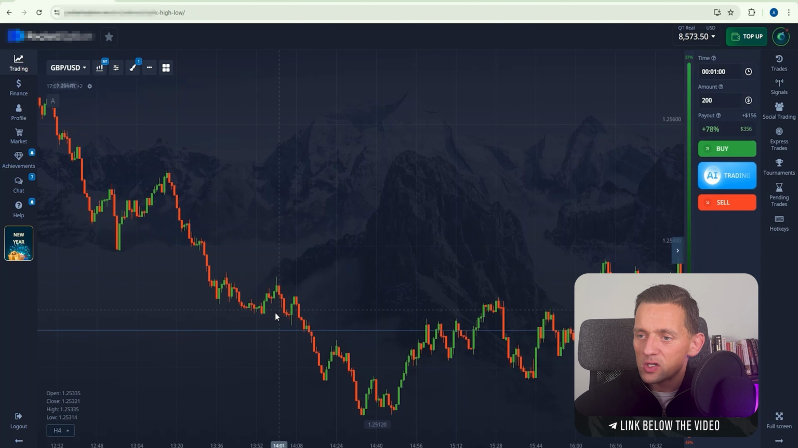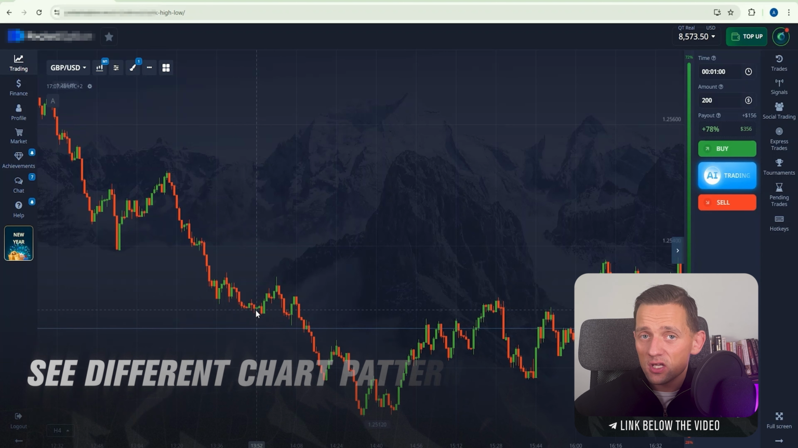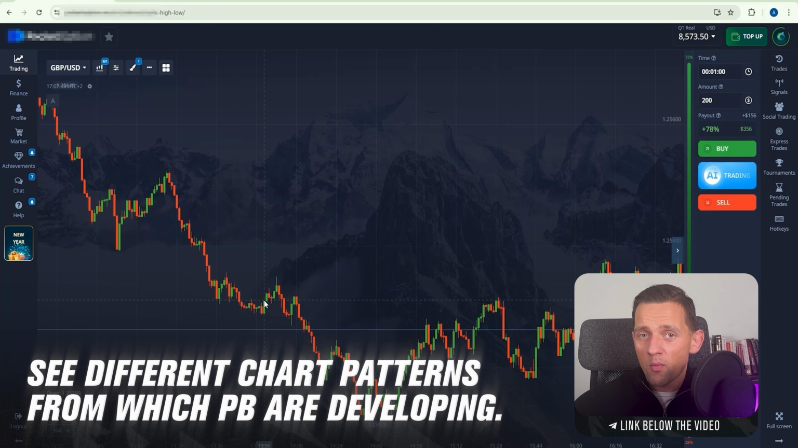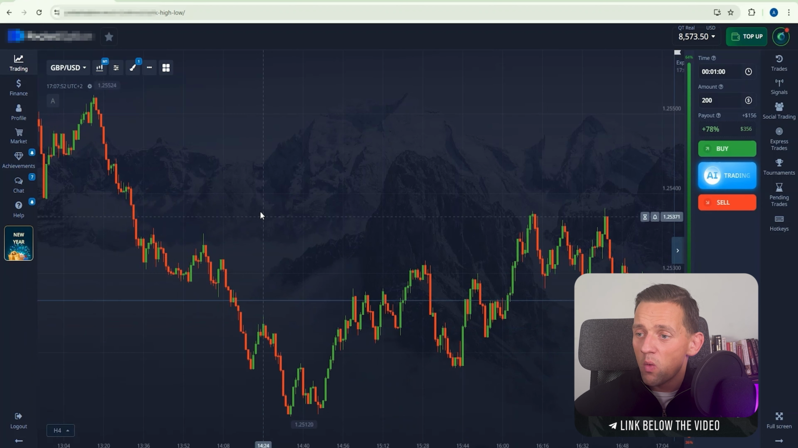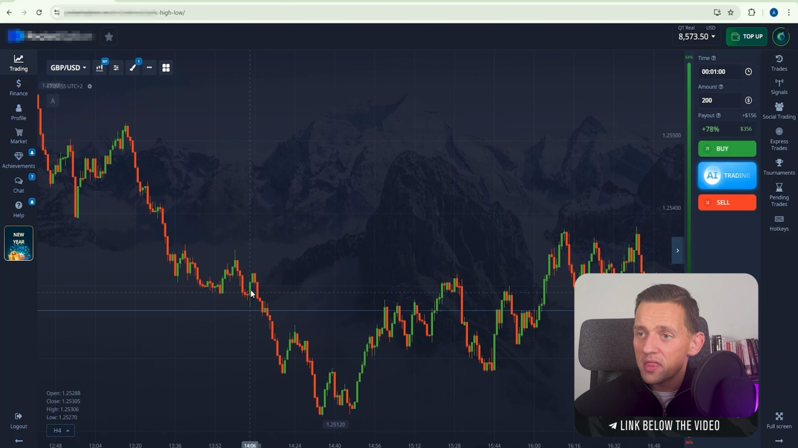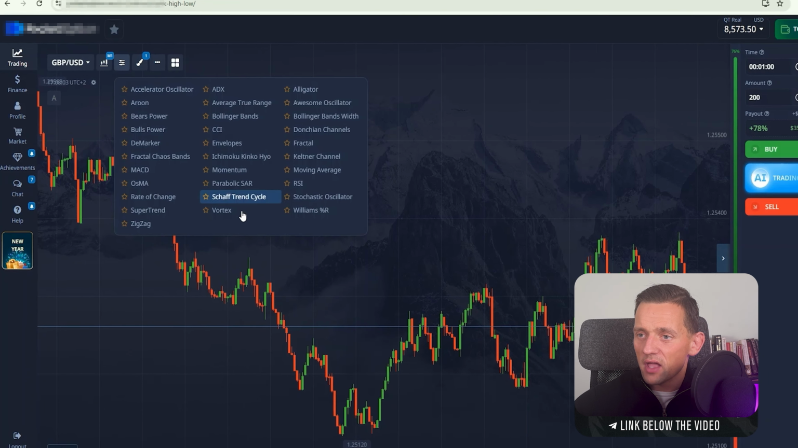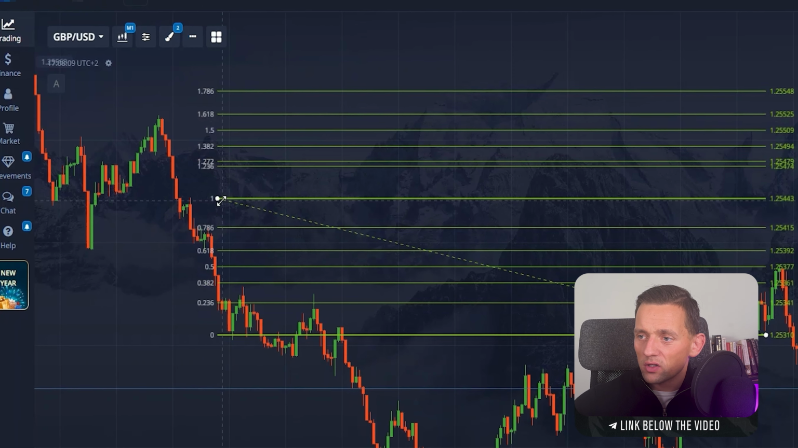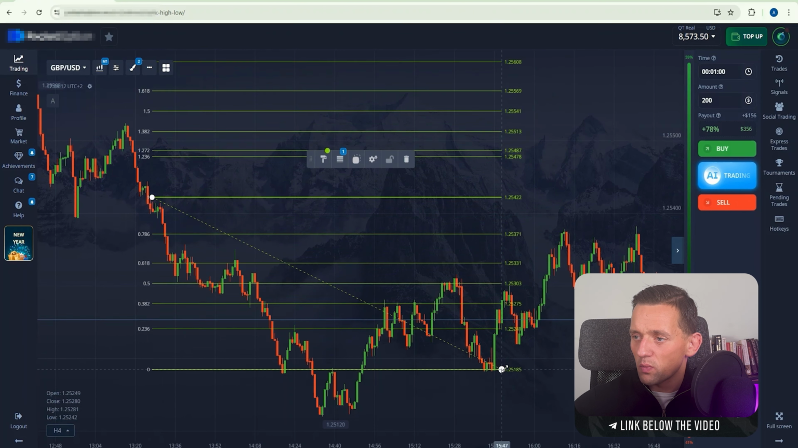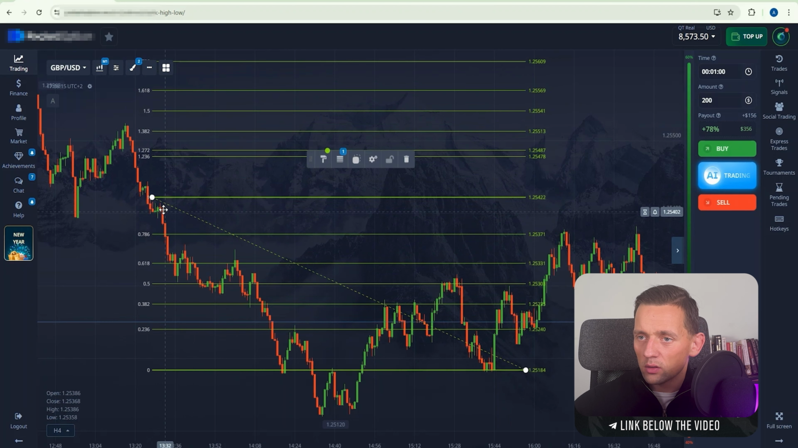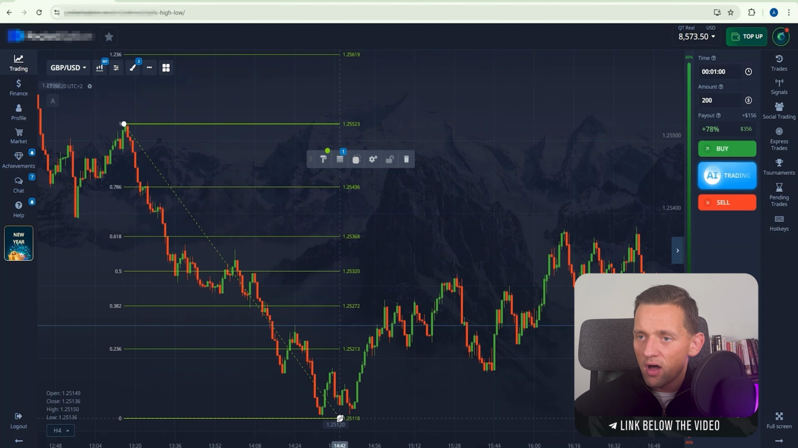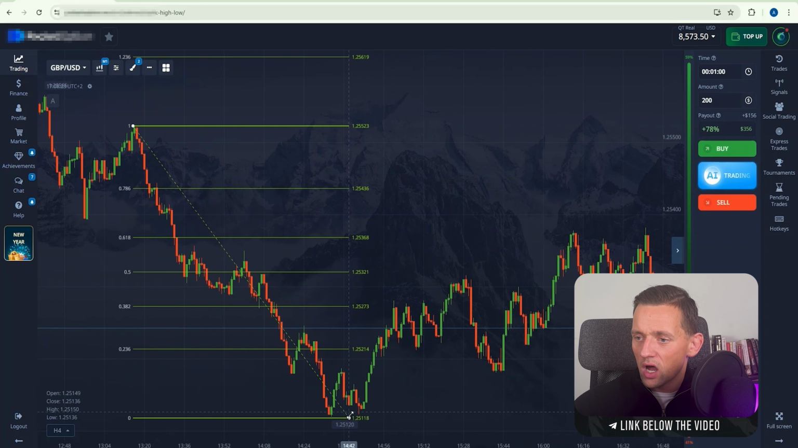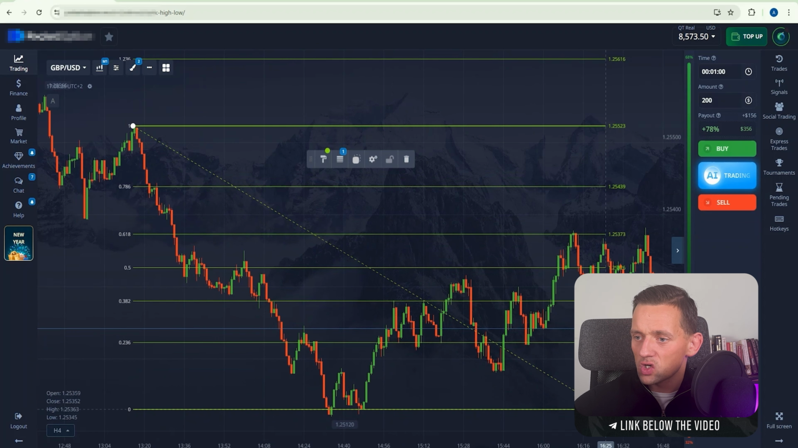But to correctly apply price breakouts and understand how they actually look, if you don't know anything about them, first things first is to see different chart patterns from which price breakouts are developing. So we will start with the simplest approach, which is support and resistance type price breakouts. For that, I will open Fibonacci levels, because Fibonacci levels will show support and resistance lines very well, and you will see how these lines are traded and how they actually move. So we have highs and lows, and you could see how we are trading them and how we could actually make money from it.